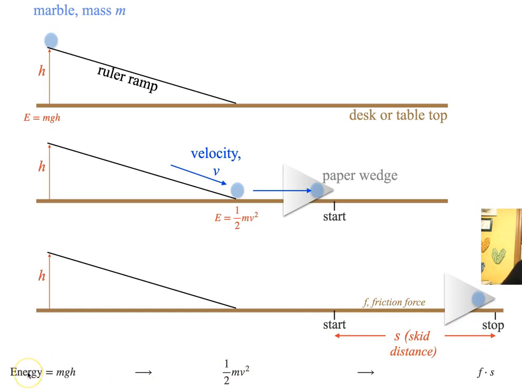Now on the very bottom is energy. The energy never changes throughout all of this. The energy is mgh to begin with. That becomes 1/2 mv squared when the marble's at the bottom of the ramp. And that becomes the work done to friction, the friction force times the skid distance. All three of those numbers are the same. There's one small proviso I didn't throw in. The kinetic energy is not only linear kinetic energy, but it's also rotating, so there's rotational kinetic energy in there too. But that's the total kinetic energy. All right, so that's what we just did.